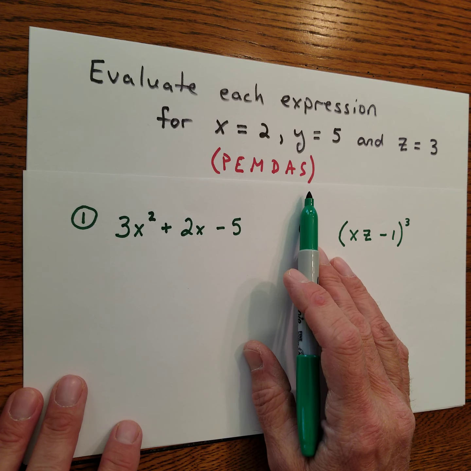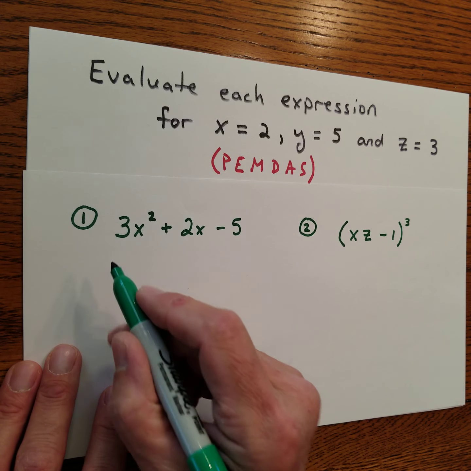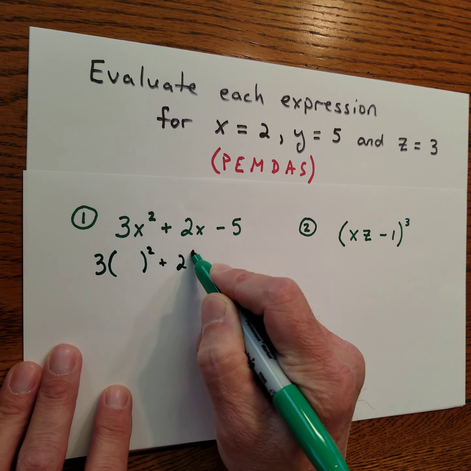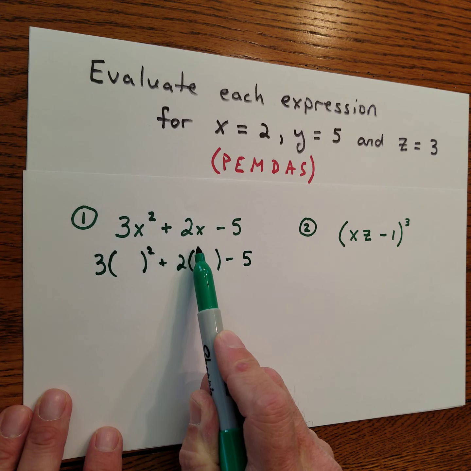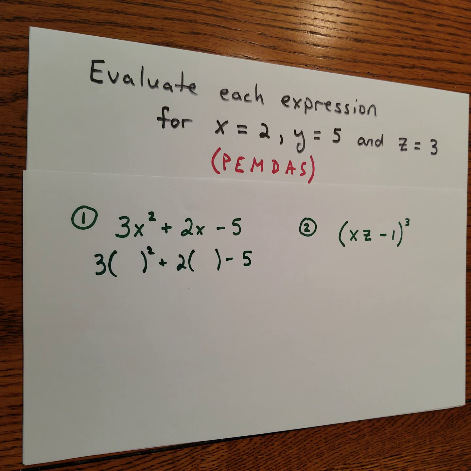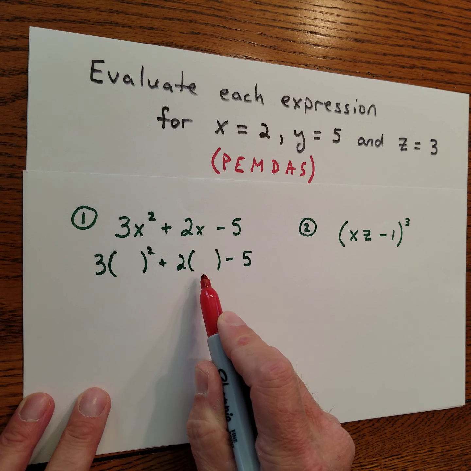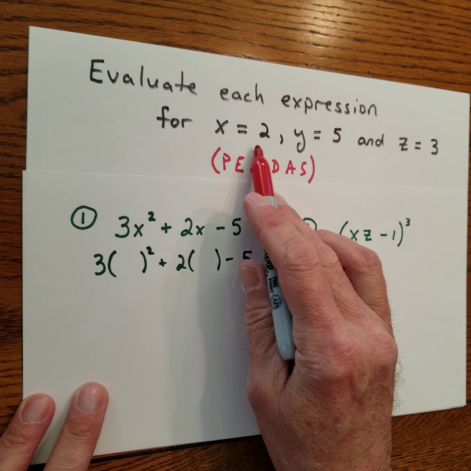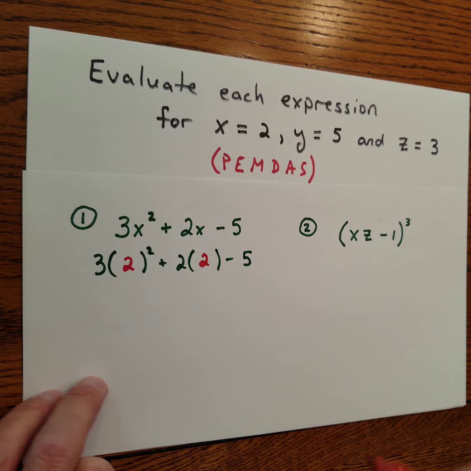When you do these problems on your notebook paper, I'd like you to write the problem down this way, then copy it, putting parentheses where the variables are. So you copy down 3x squared plus 2x minus 5. And then you rewrite it as 3x squared plus 2x minus 5. But now I've got room to plug in for the x's. And I know in the instructions, I'm told that all x's become 2's. So x becomes 2 and x becomes 2.